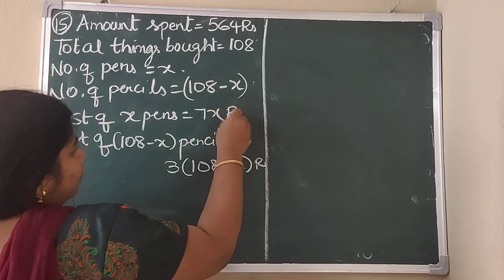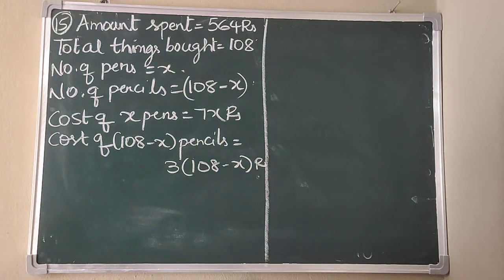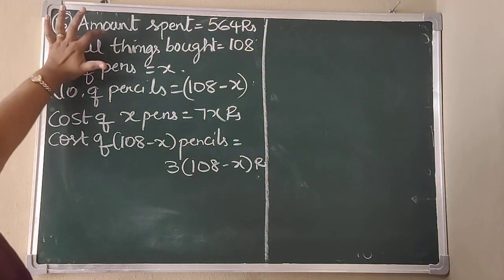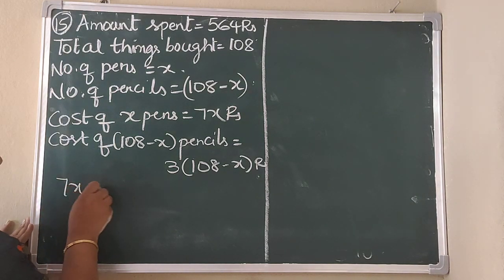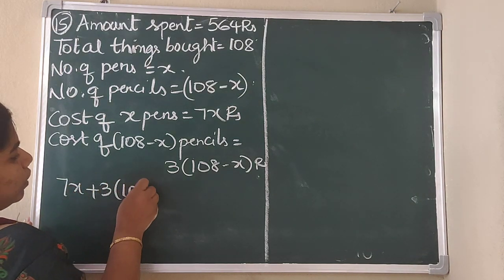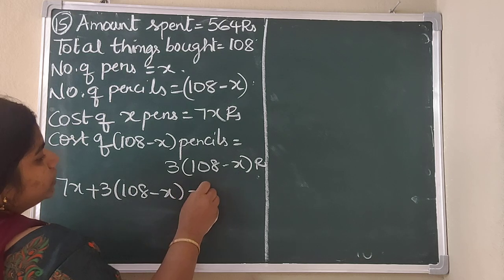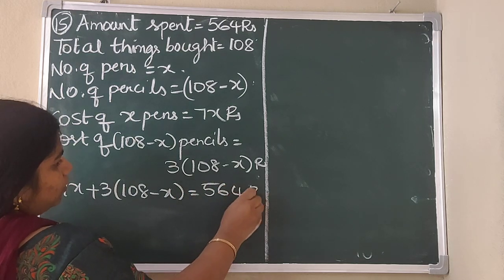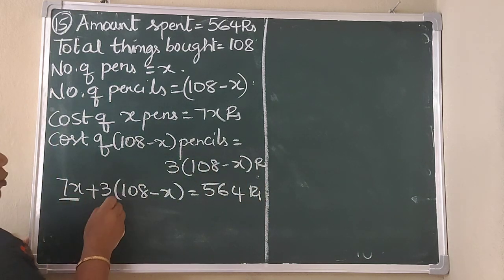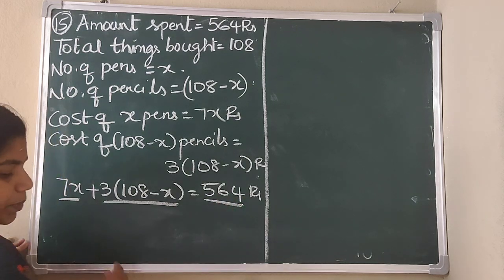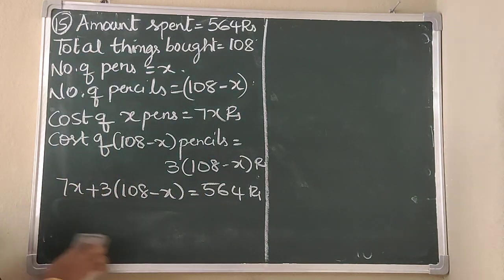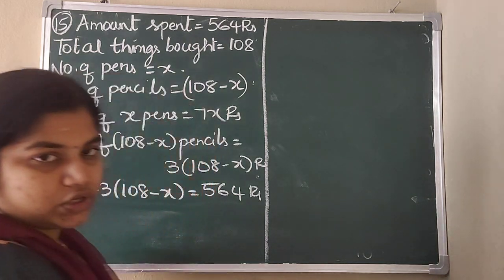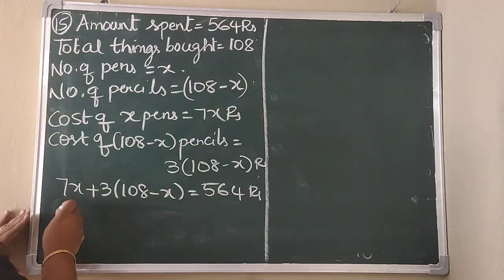So this is also in rupees, this is also in rupees, and the total amount spent is 564. Now we can solve the problem, that is 7x plus 3 into 108 minus x will be equals to 564 rupees. So we are comparing all the rupees. The sum of pencils and pens will be equals to 564. Okay, so now convert this.